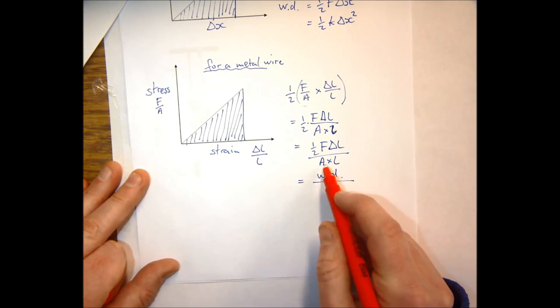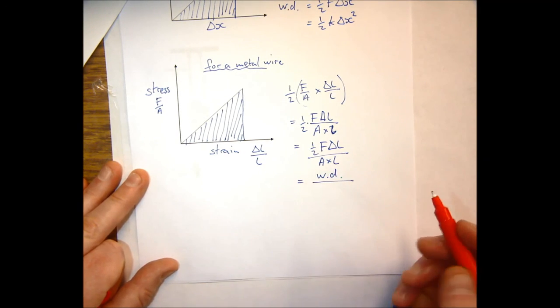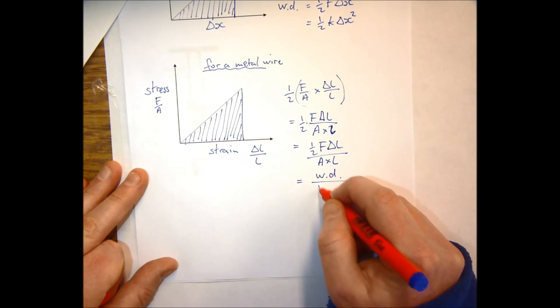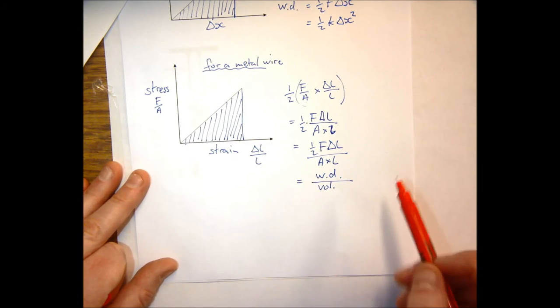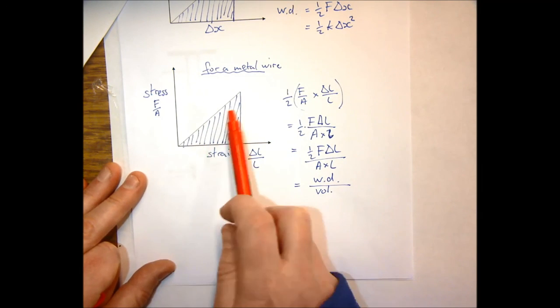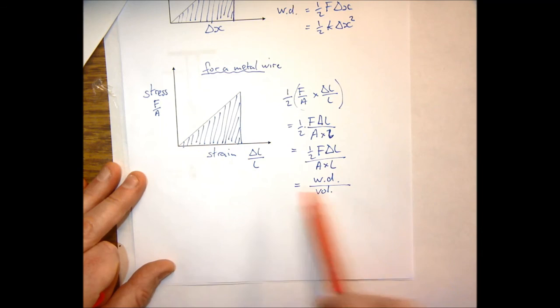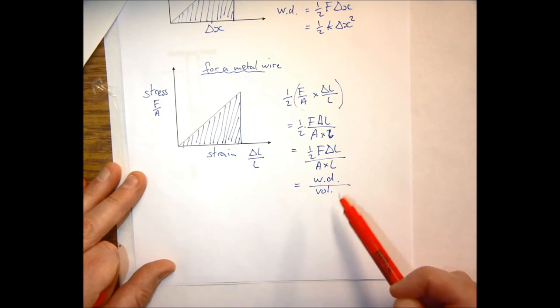divided by the area times the length, where an area times the length is a volume. So what we have for a wire is that the area underneath the graph is actually the energy stored per unit volume.